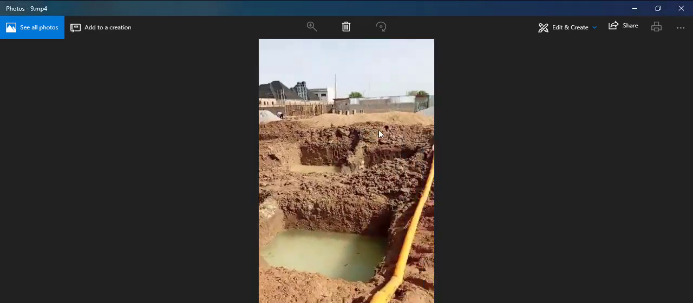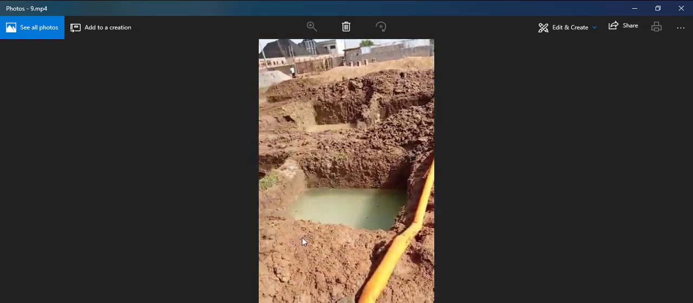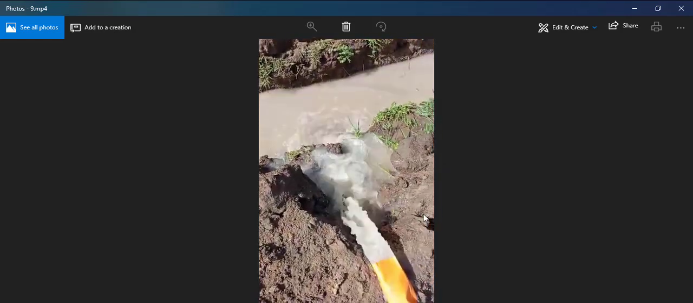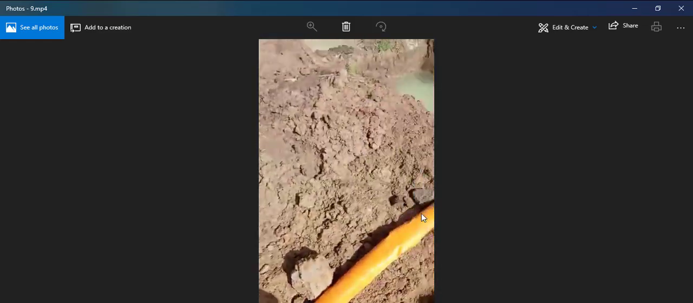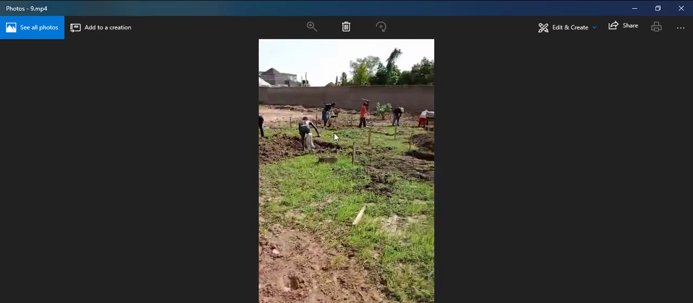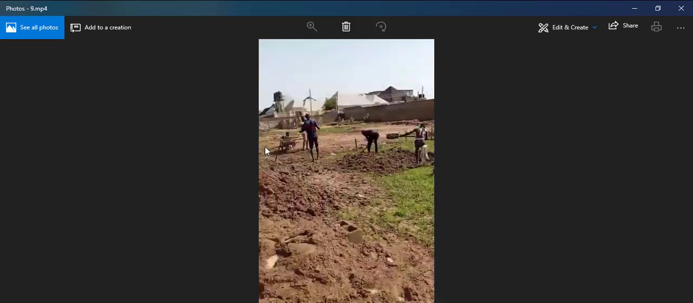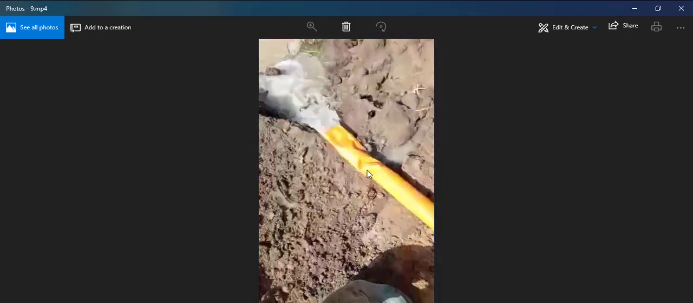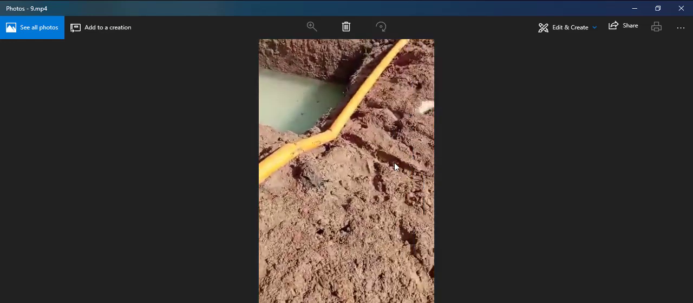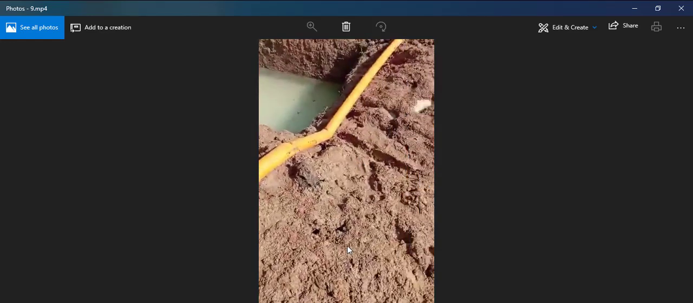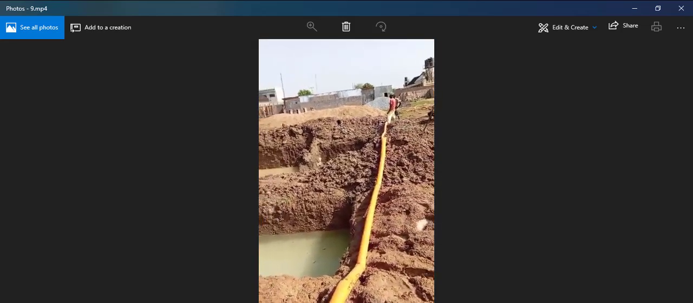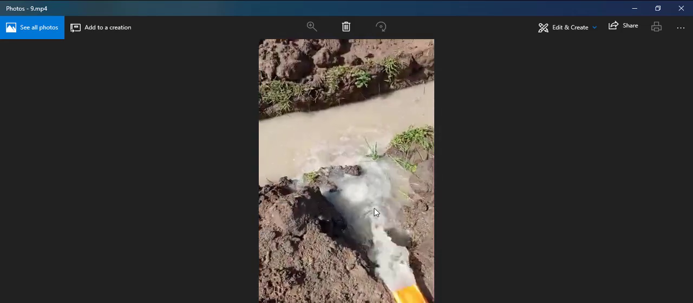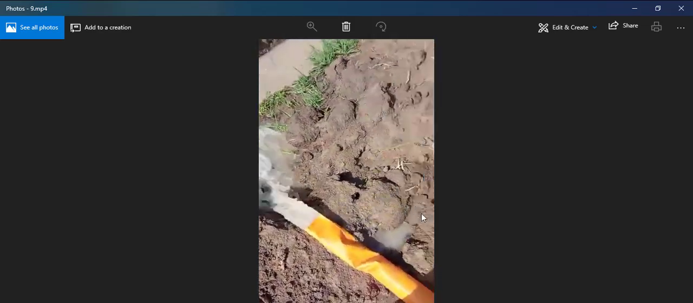If you look carefully, the whole ground is dried, but as you keep digging, you keep experiencing water. So what do we do? The first thing, you need your pumping machine to constantly pump out the water. Very important. Constantly pump out the water so that you can have a dry ground a bit for you to walk.